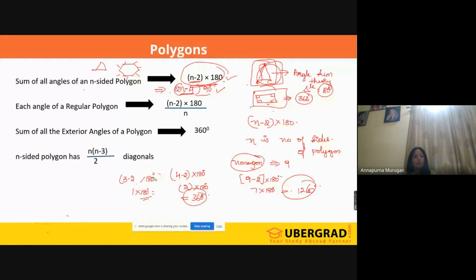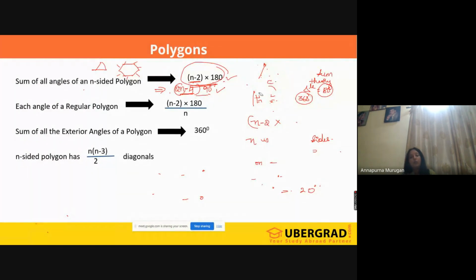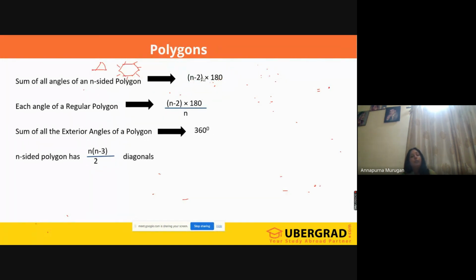Okay, let me erase all of this. Then let me talk about the internal angles. What will be each internal angle? Because we are talking about convex polygons, we usually consider a regular convex polygon. In a regular convex polygon, all the internal angles will be the same. So how do we find each internal angle? We know this is the total angle, so if you divide by that many sides, that will be each internal angle.